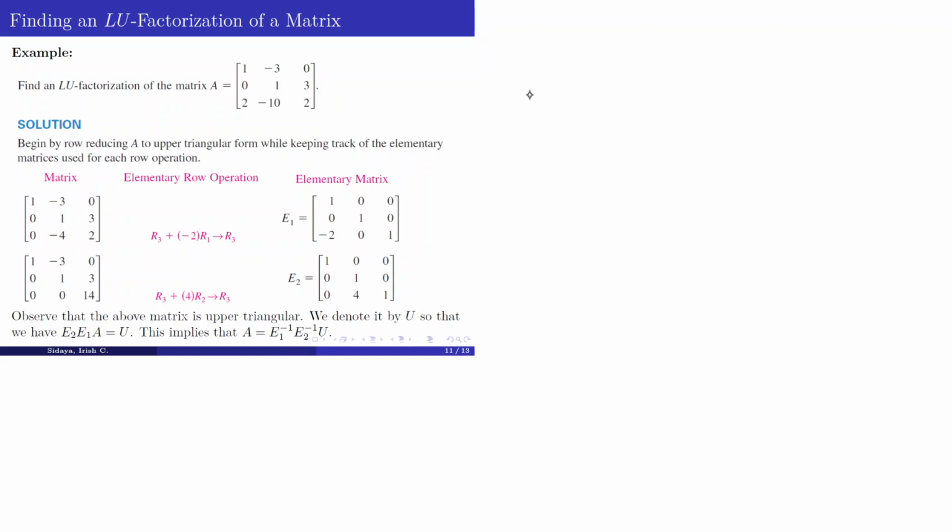Now, to get the inverse of E sub 1, notice that we can convert E sub 1 back to the identity matrix by multiplying R sub 1 by 2 and then adding it to R3, giving a new R3. Then we have the inverse of E sub 1 as [1 0 0; 0 1 0; 2 0 1]. Again, we got this from the 3 by 3 identity matrix by applying this elementary row operation.